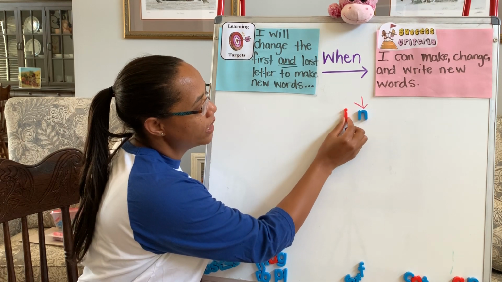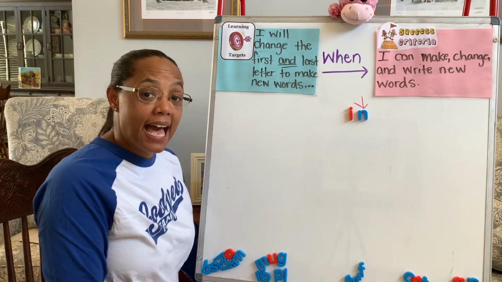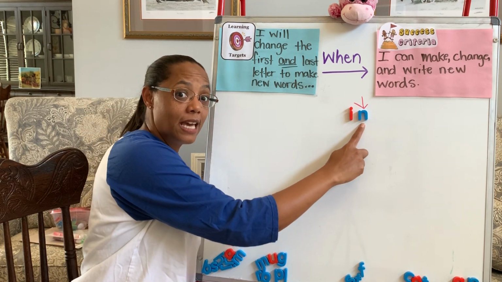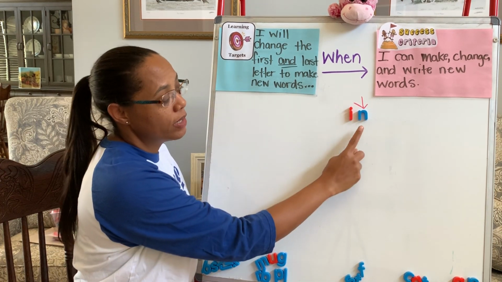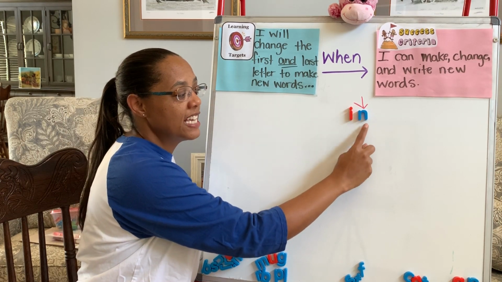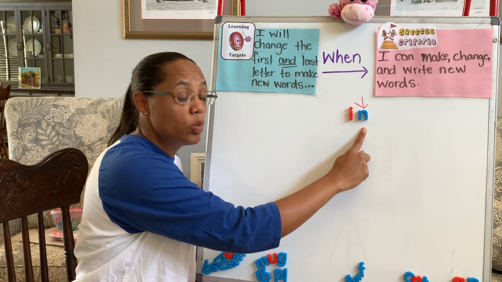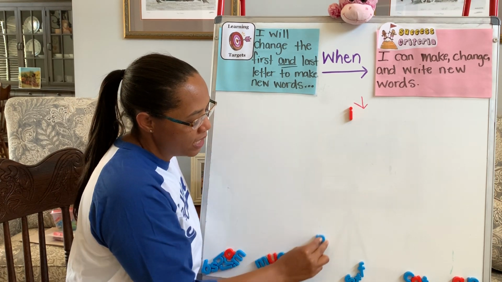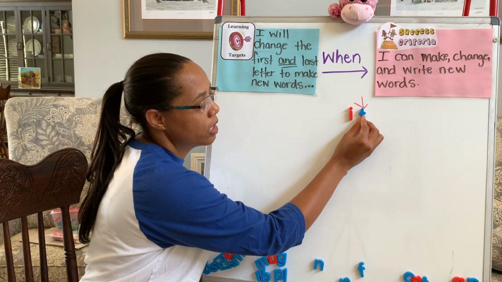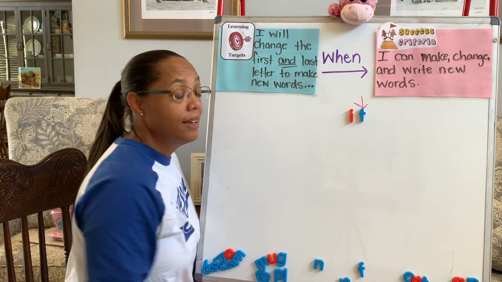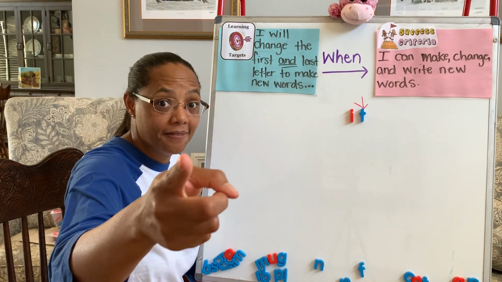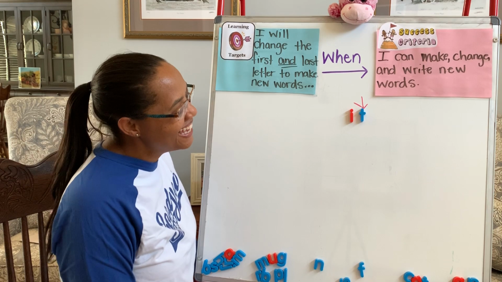And now, which one of these letters is the last letter in the word in? Yep, it's the one underneath the arrow. It's the N. So we have the word in. Now I'm going to change that letter to make a new word. So if I move the N down and scooch this letter up, what's our new word? Yeah, it's another sight word. It's the word, you got it, it's the word it.